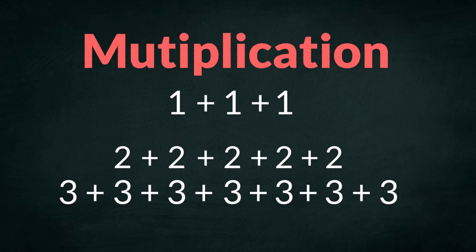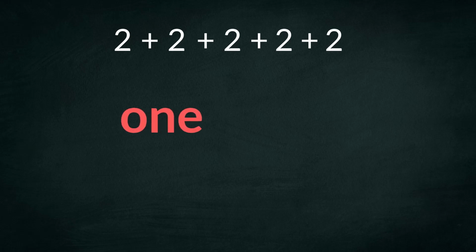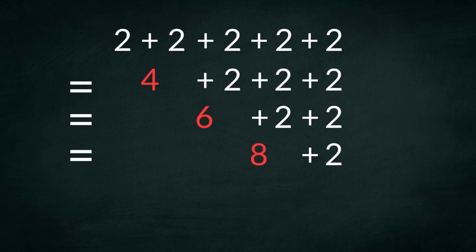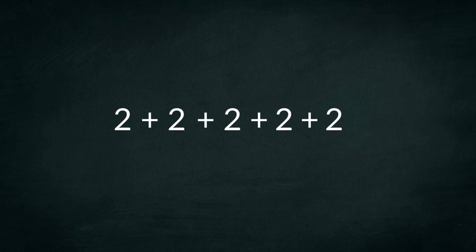Here's an example. 2 plus 2 plus 2 plus 2 plus 2. We can add them one by one, like 2 plus 2 equals 4, 4 plus 2 equals 6, 6 plus 2 equals 8, 8 plus 2 equals 10. Oh, all right, that's a lot. That took us 4 steps just to get to our answer, and I don't know about you, but that's more work than I'm willing to do. So let's take a look at this problem in a different way.